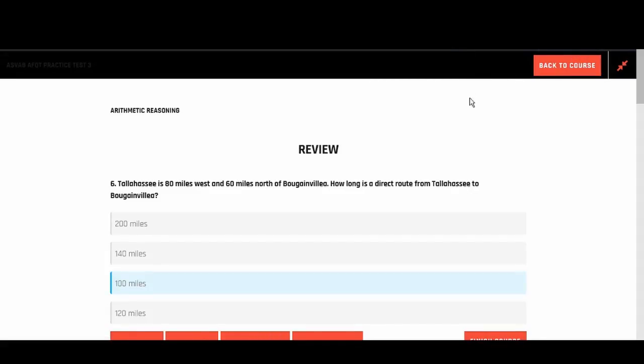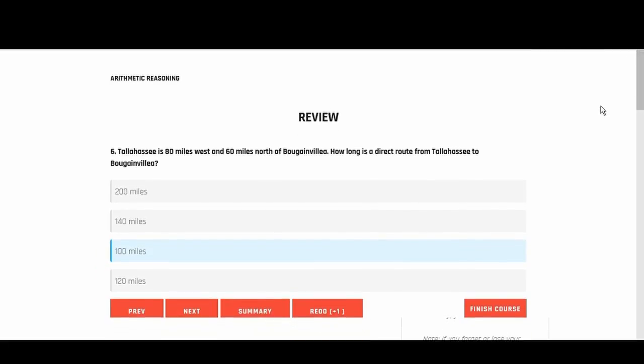Grab my pen again. 6. Tallahassee is 80 miles west and 60 miles north of Bougainvillea. How long is a direct route from Tallahassee to Bougainvillea? So, in this case, we're going to have to do a sketch to help ourselves out.